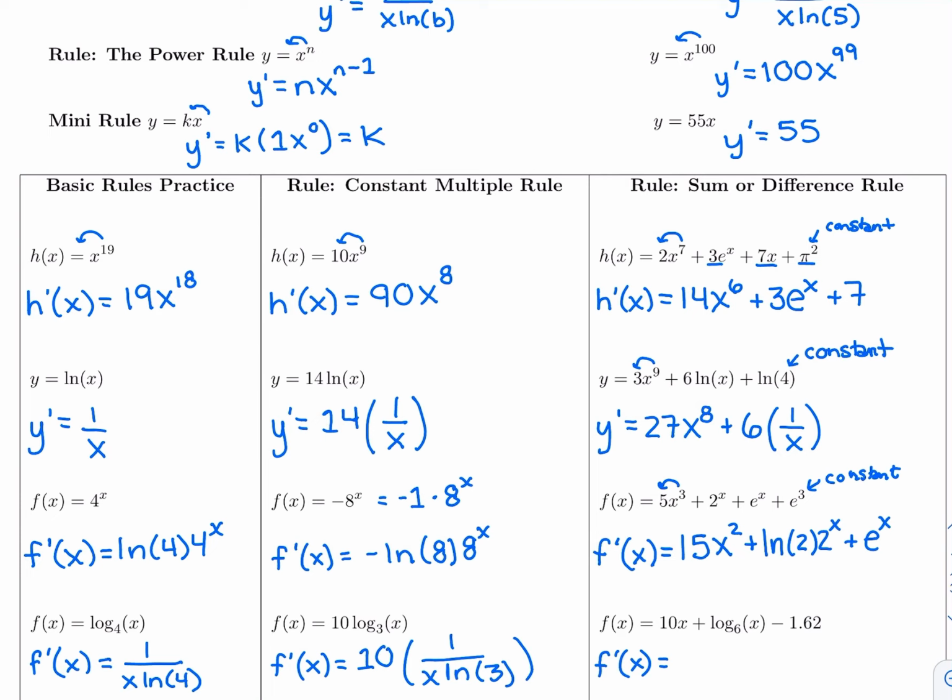The derivative of f is labeled f prime. Derivative of 10x, that's our mini rule. Derivative is just going to be the number out front. So 55x was 55. Derivative of 10x is just going to be 10. Plus we have a log, so I'm thinking 1 over x. Since it's log base 6, it's going to be 1 over x ln of 6. And then we have minus 1.62, and 1.62 is a constant, so that derivative is 0.